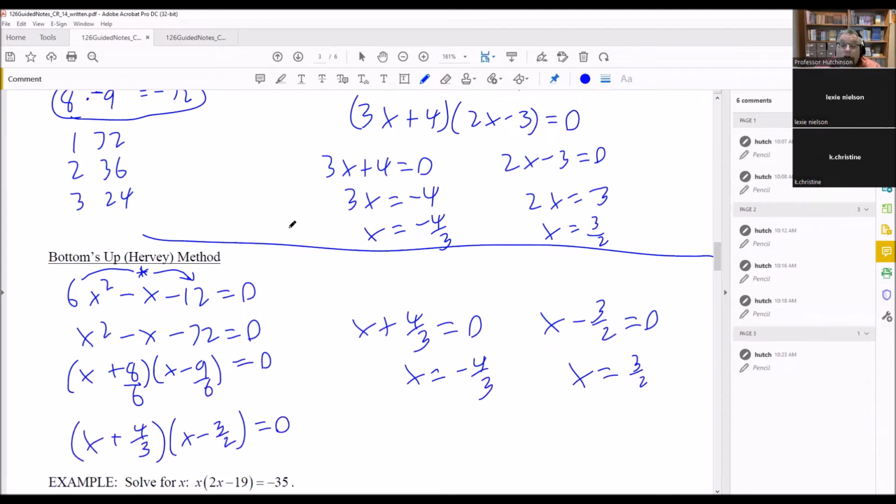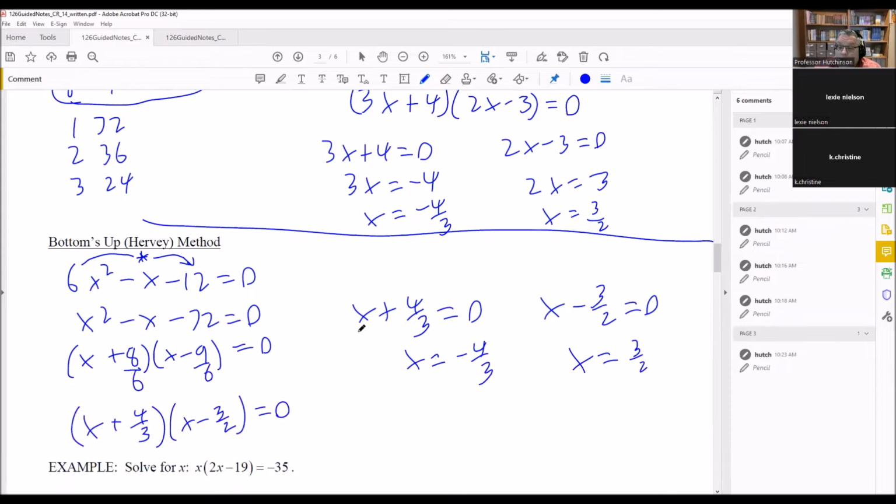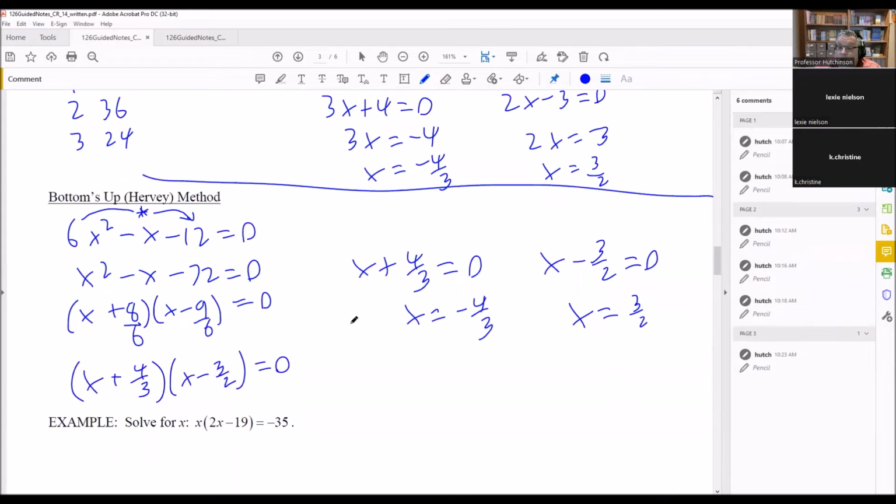But again, if you're comfortable using the trial and error method, by all means, you can go ahead and use that method as well. And if you don't like one of these 2 methods, then you don't have to use it.